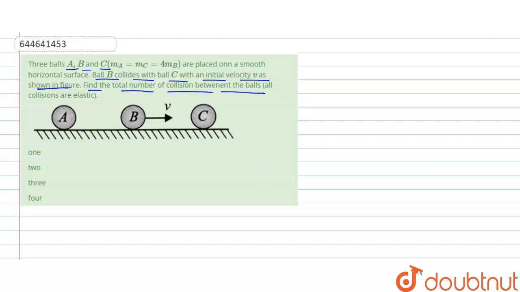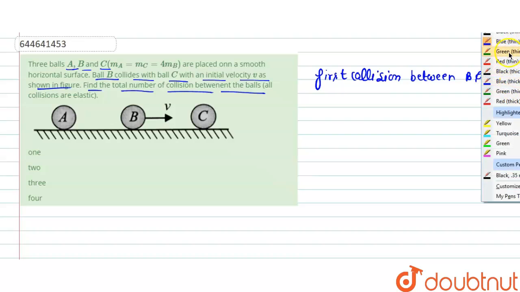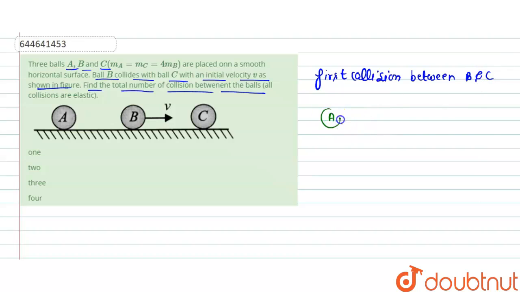Okay, so we find out how many collisions are present in this figure. Firstly, when B moves towards C, the first collision is between B and C. A is here. B collides with C. So the first collision is between B and C.